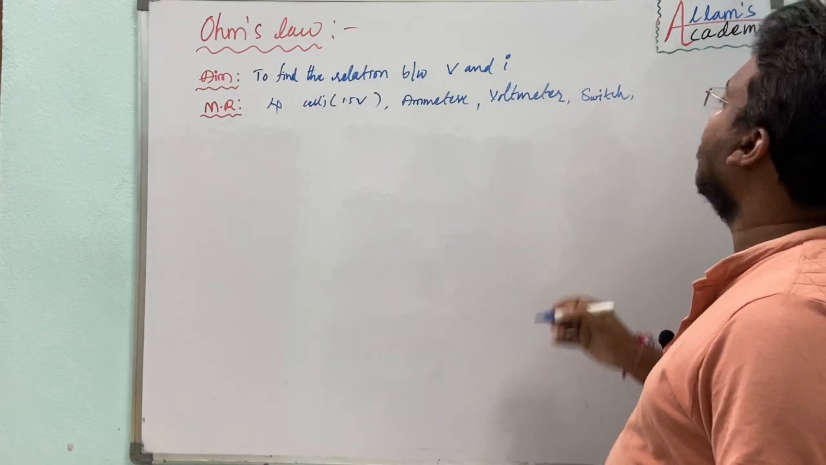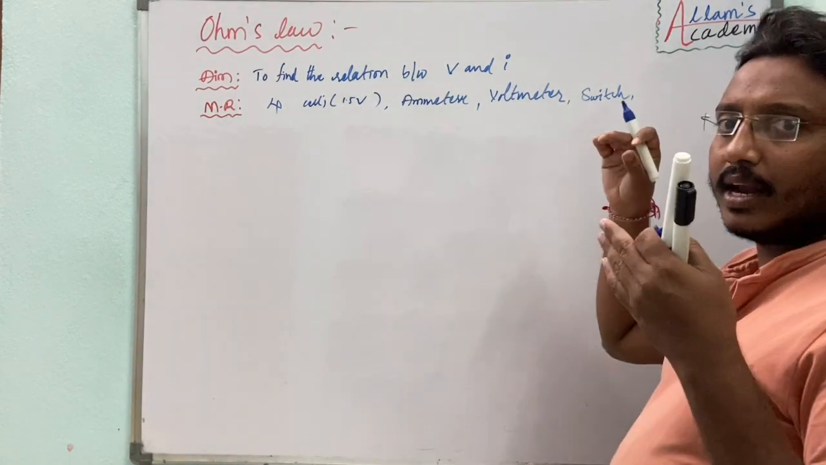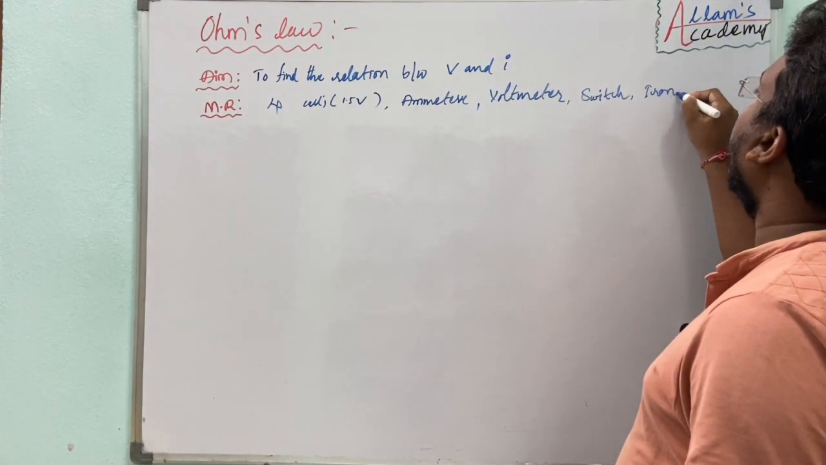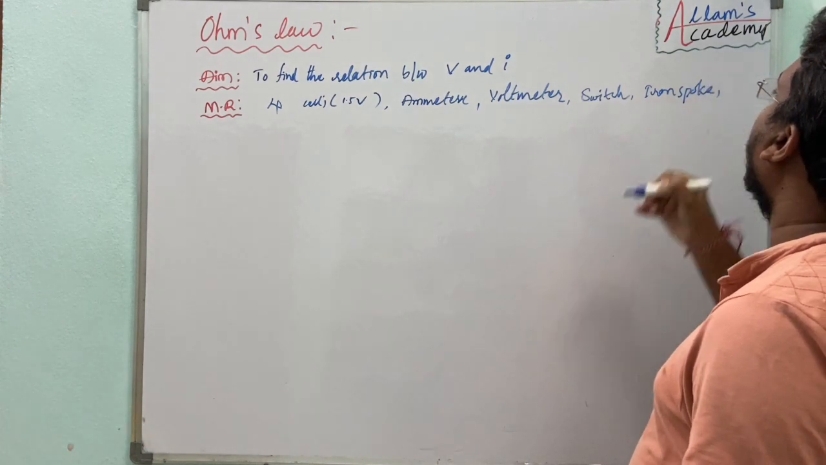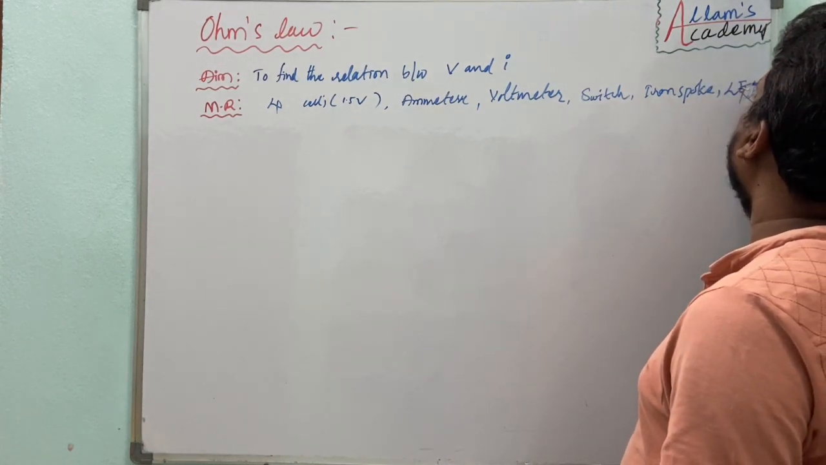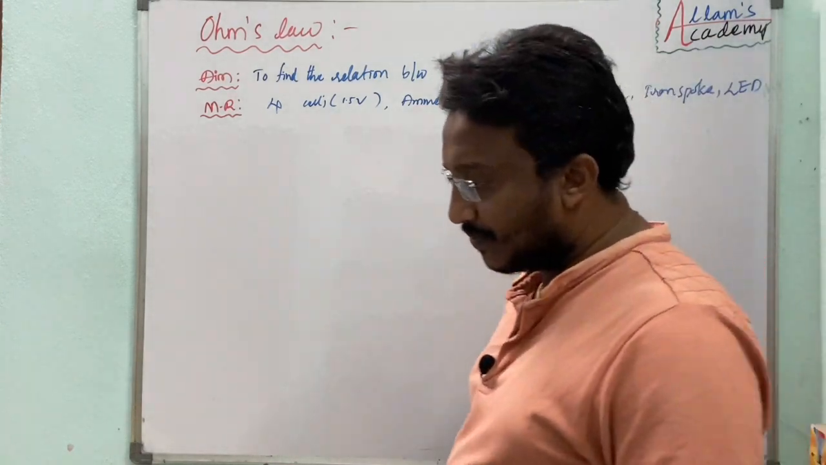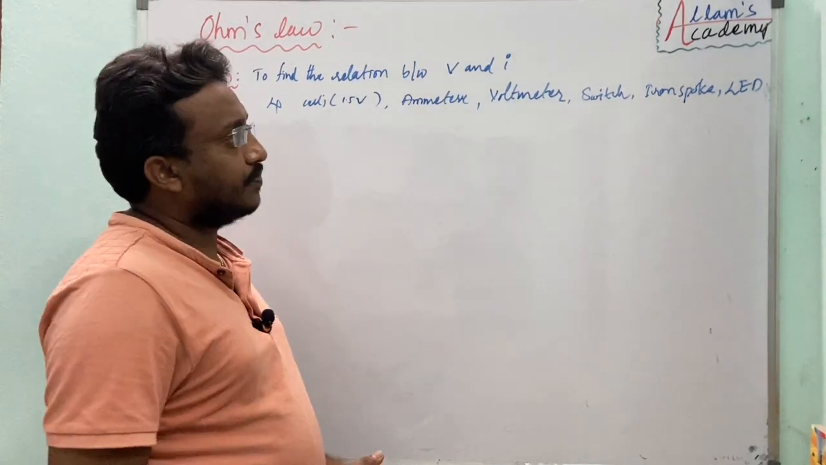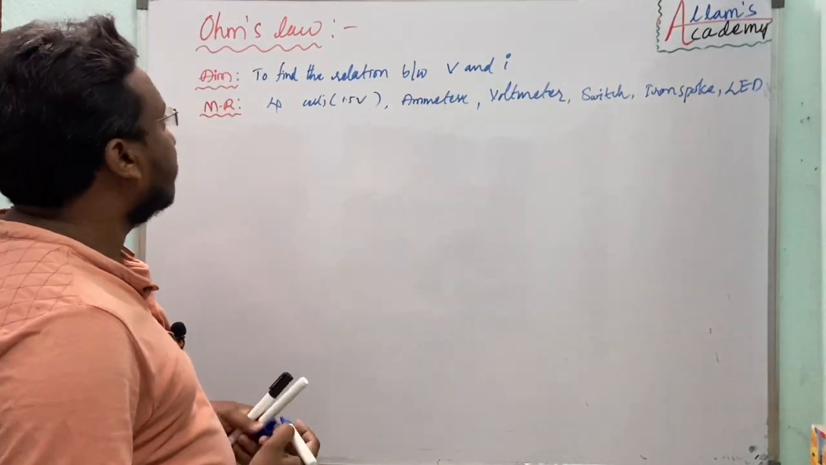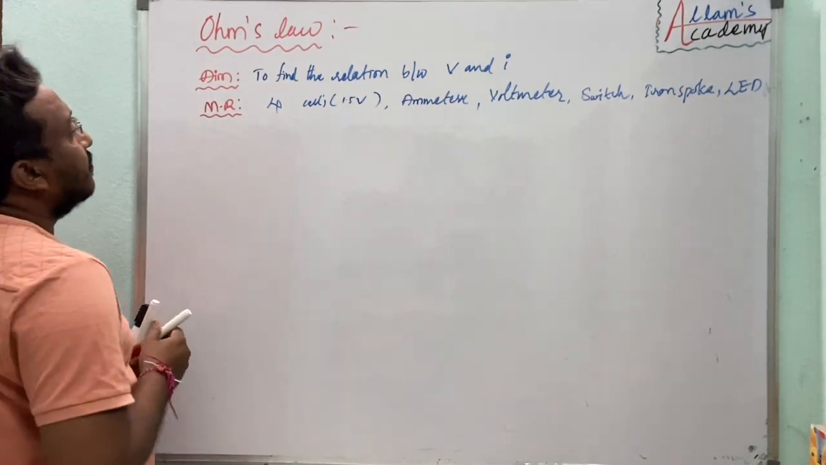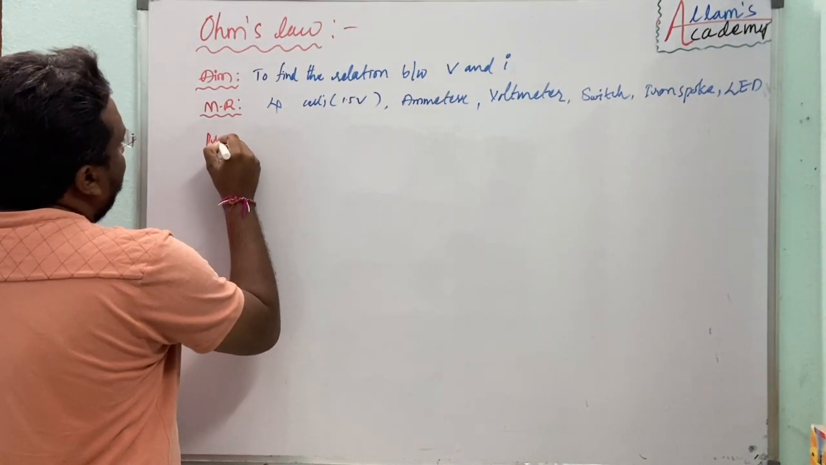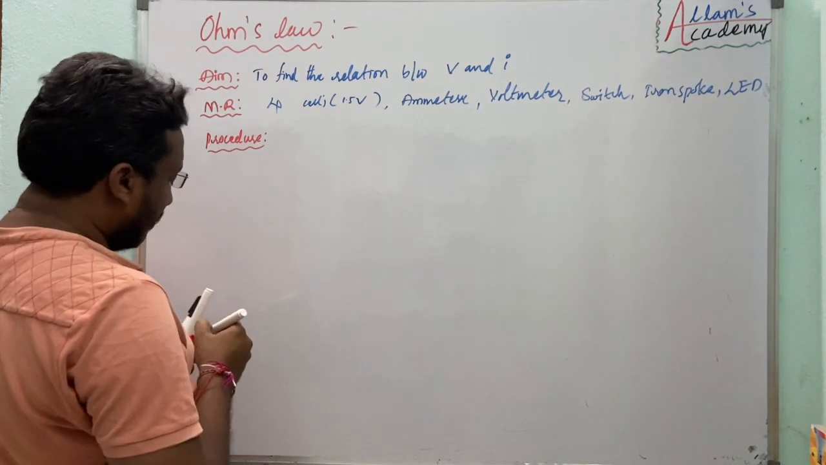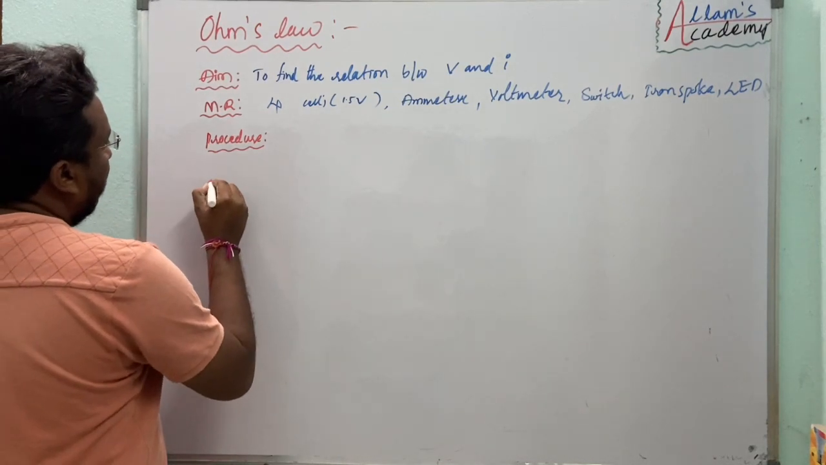Next, one iron spoke, okay, iron spoke, and an LED bulb, LED. These are the materials we require to do this activity. Procedure. In the procedure, afterwards we will get the diagram.